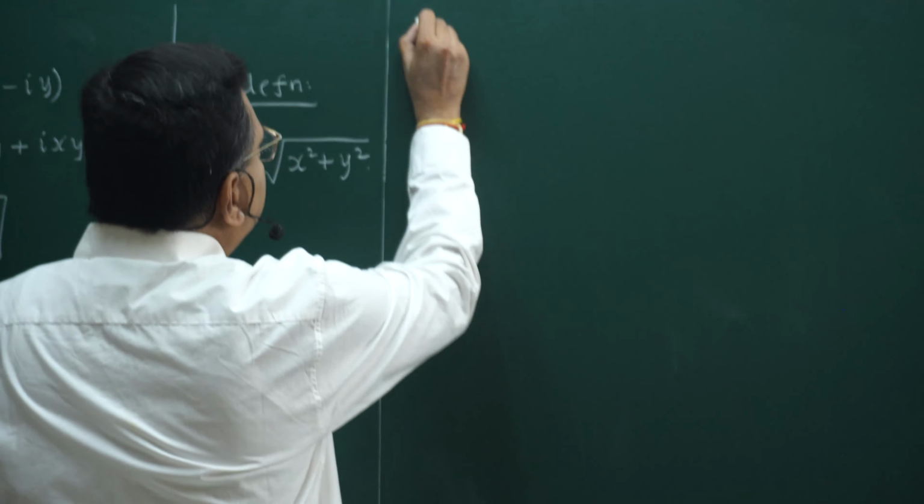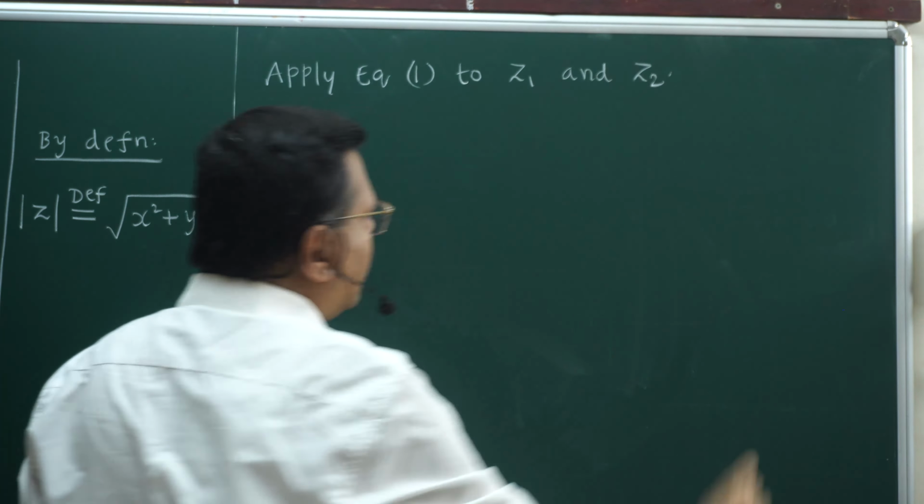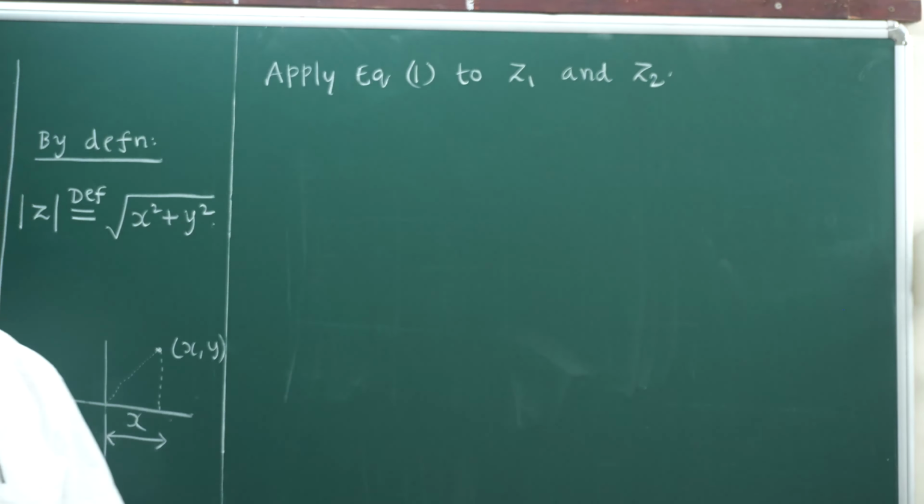Now apply equation 1 to z1 and z2. Now what do you want to do now? Now we are going to obtain another relation. So if you are going to write like this, for the variable z1, I can write like this: z1 into z1 bar, and similarly you can write down z2 into z2 bar, and this is b. So now we'll multiply this a and b.